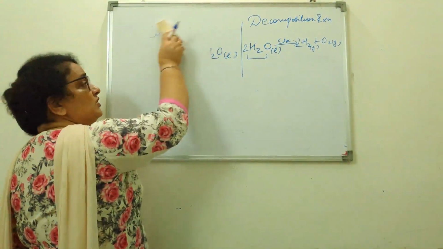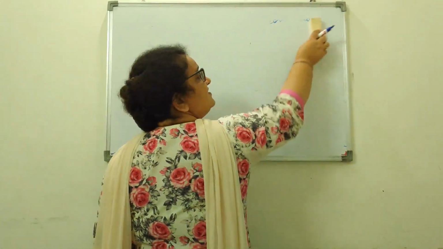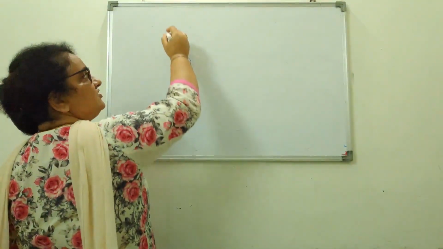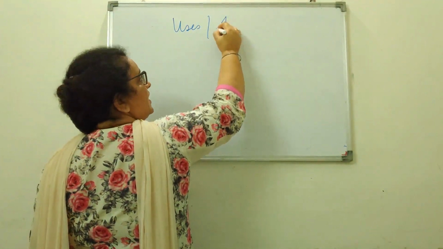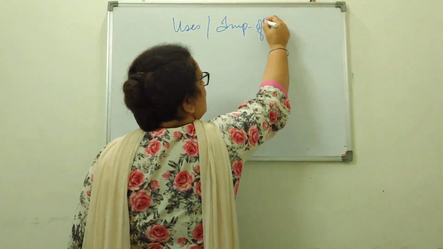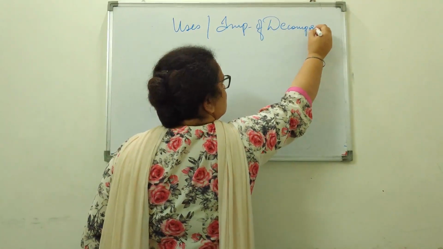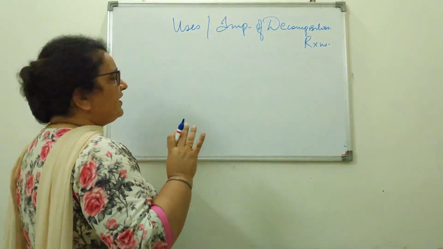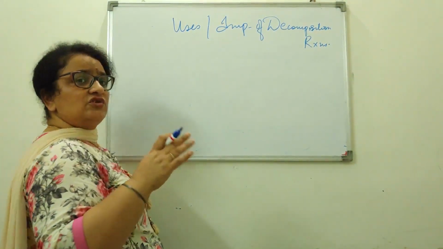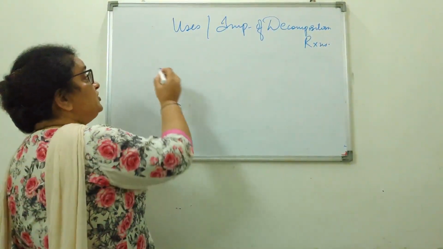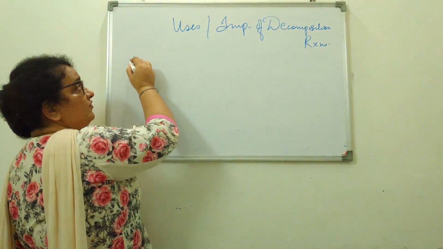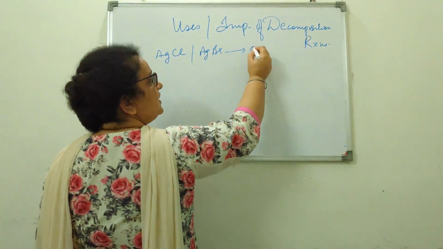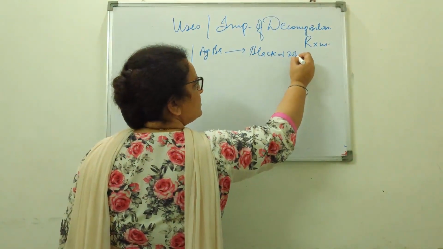So another question: what is the importance or uses of decomposition reactions? Very clear, we have done the decomposition of silver chloride and silver bromide. The decomposition of silver chloride or silver bromide is used in black and white photography.